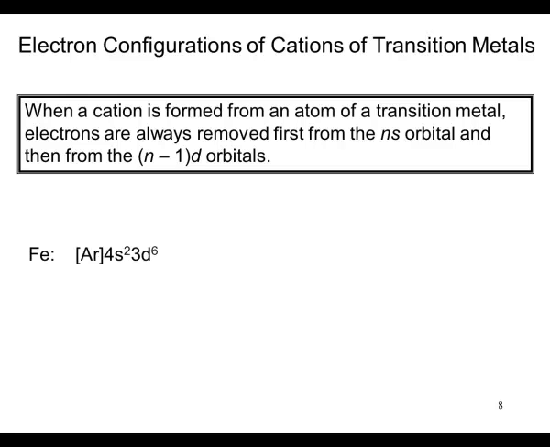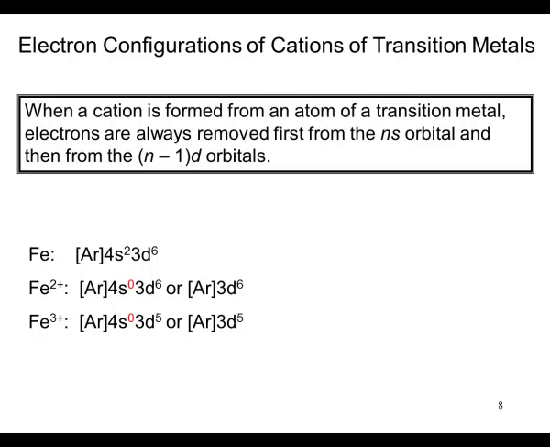Iron is argon 4s2 3d6. To make the iron 2+, we remove the electrons first from the 4s orbital, so that its electron configuration is then argon 3d6. Iron 3+, we take again the 2 electrons from the 4s orbital and one of the 3d electrons, making it argon 3d5.